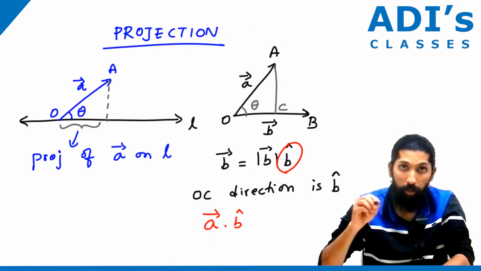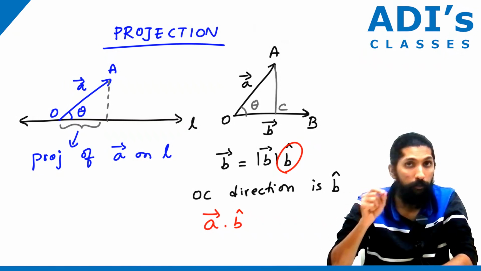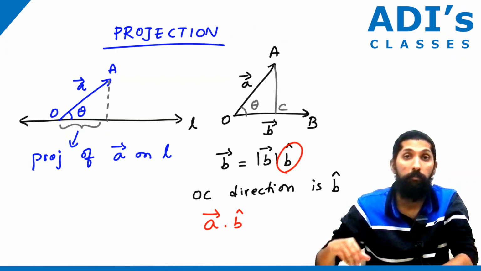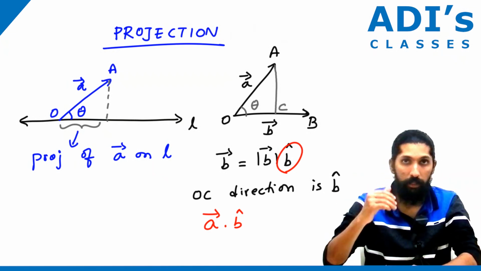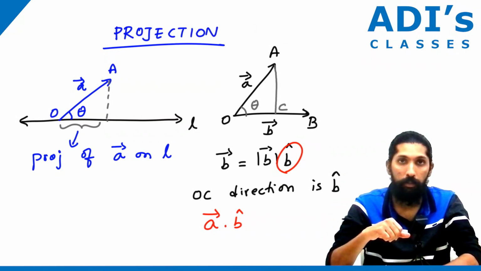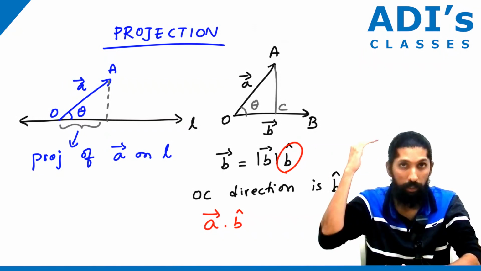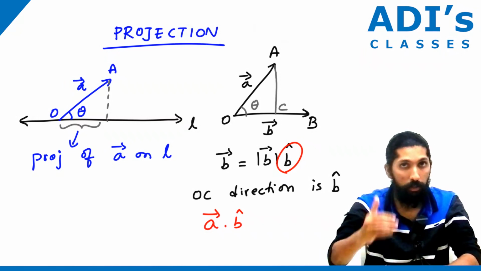Vector A dot B cap, because it is the projection of which vector? Vector A on which vector? Vector B. But since vector B has a particular direction, take the example of a street light which is behind you while you're walking. The street light is behind you, correct? Now the light comes and hits you.